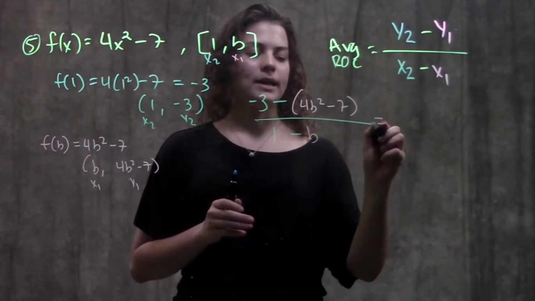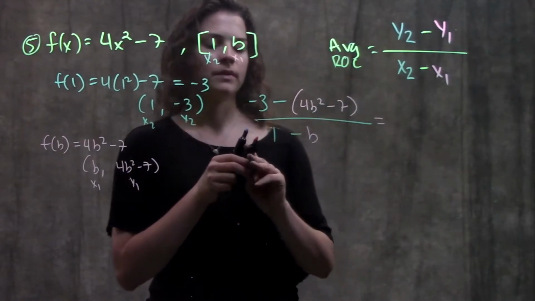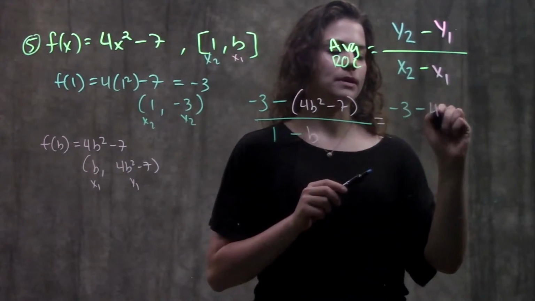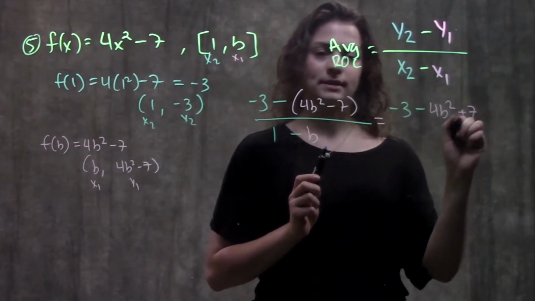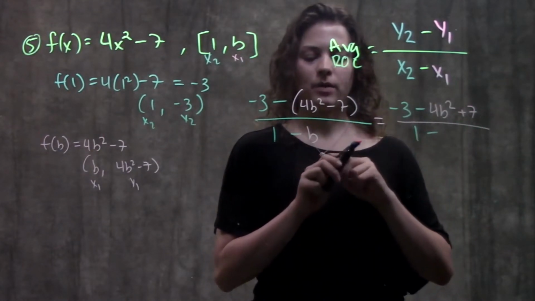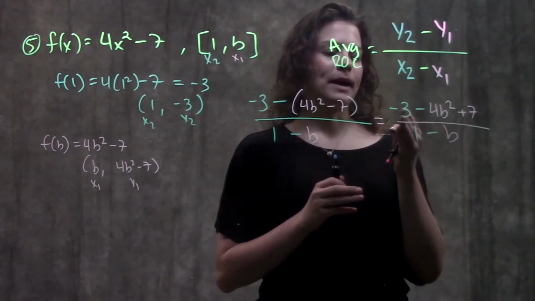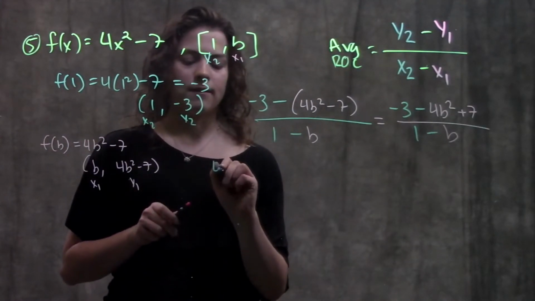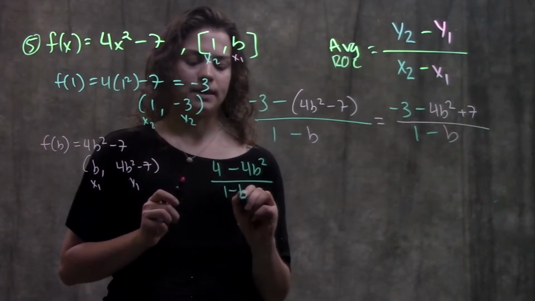On the top here, I can simplify this out by distributing this negative to both of these terms. And on the top, I'll have minus 3 minus 4b squared, minus a negative 7 will give me plus 7, all over 1 minus b on the bottom. Can't really simplify anything here. Okay, on the top, I can combine my constants. Negative 3 plus 7 will give me 4 minus 4b squared, all over 1 minus b.